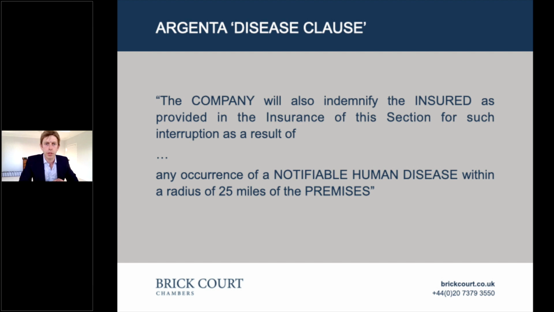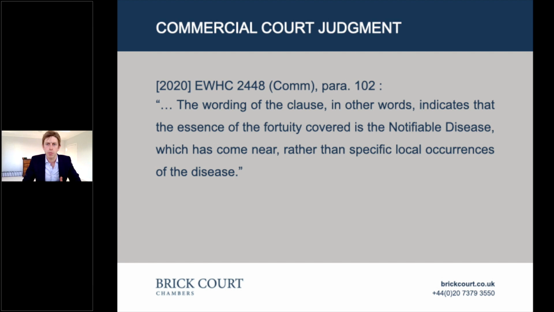The FCA argued that each of the disease clauses provides cover for any and all consequences of the COVID-19 pandemic, including the national lockdown, subject to a precondition that there must have been at least one case of the disease within the specified distance of the insured premises. The insurers, by contrast, argued that the cover is limited to the consequences of diseases, the cases of the disease within the geographical limit specified by the policies.